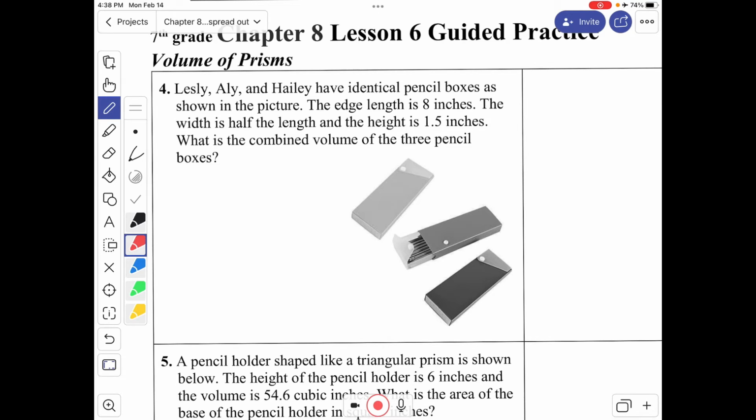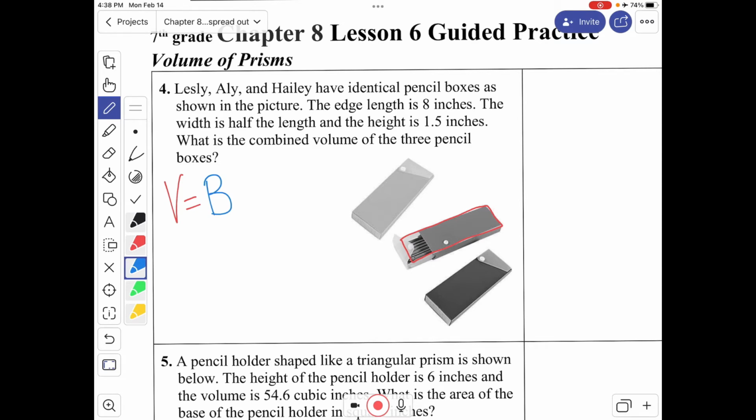The edge length is 8 inches. The width is half the length, and the height is 1.5 inches. What is the combined volume of the 3 pencil boxes? Well, I can tell from the picture that the box is a rectangular prism.